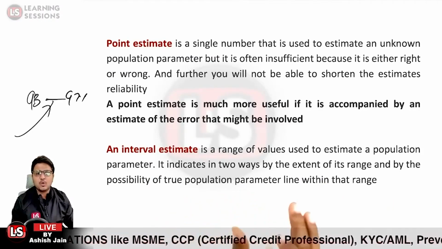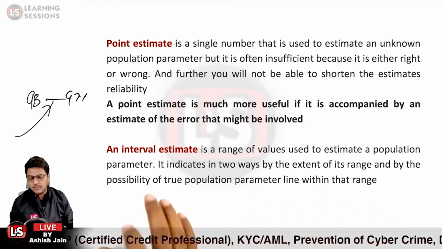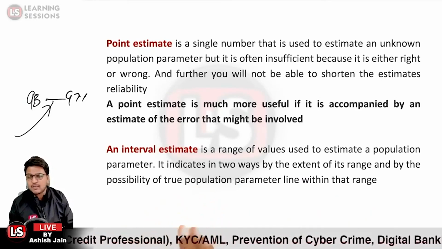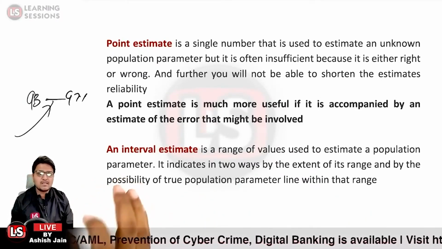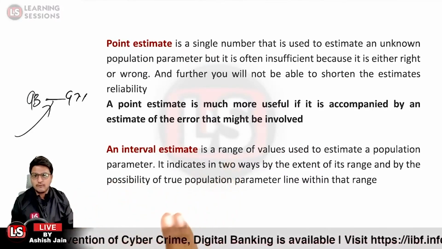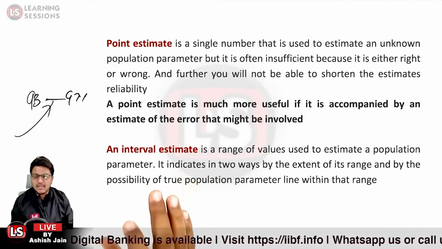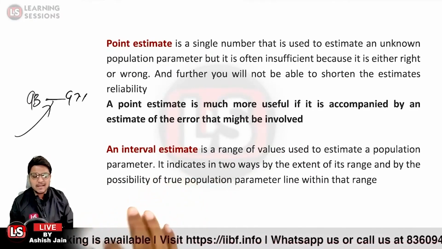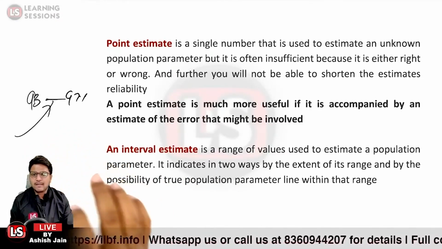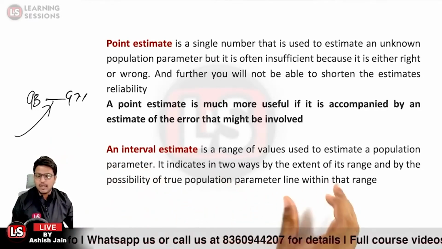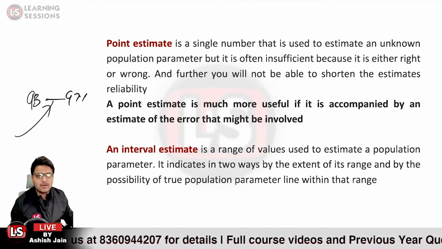It is indicated in two ways: by the extent of its range and by the possibility. It indicates the range, and it also indicates the possibility of the true population parameter lying within this particular range. So if I say that 95% of the population is lying between this particular range, that would be related to the factor of the possibility. Okay, so that is related to the interval estimate.